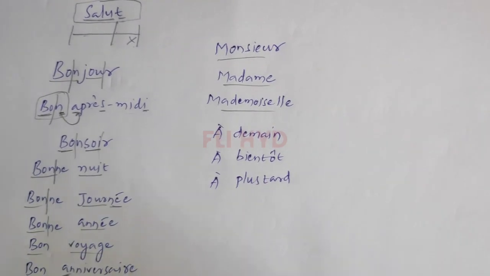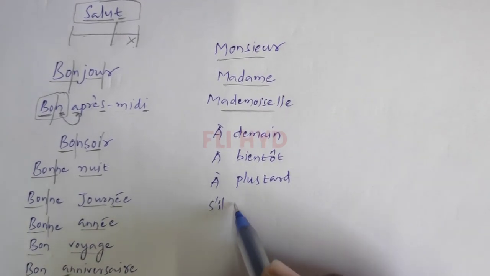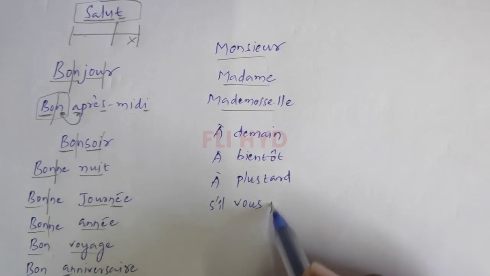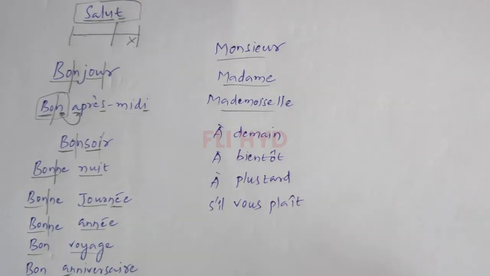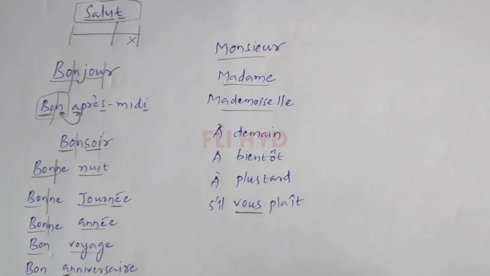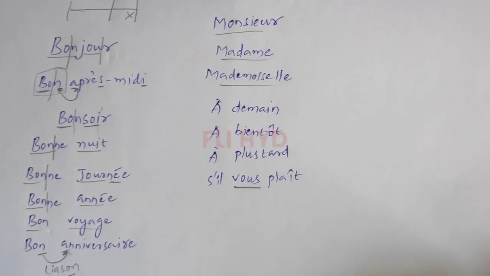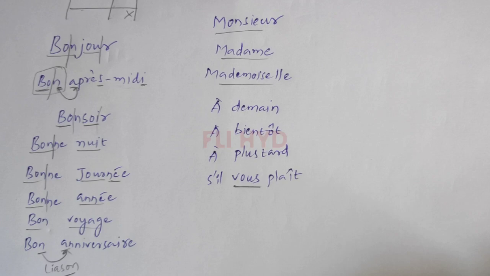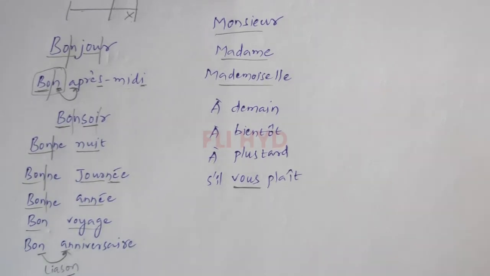Okay, next one, if you want to say please. So please we can say s'il vous plaît. S'il vous plaît means please, but this vous means you formal. So if you're talking to somebody elder and you want to give respect, then you say s'il vous plaît, please. But this is formal. Vous means literally you formal. In Telugu we say meeru. So s'il vous plaît is please, but formal.